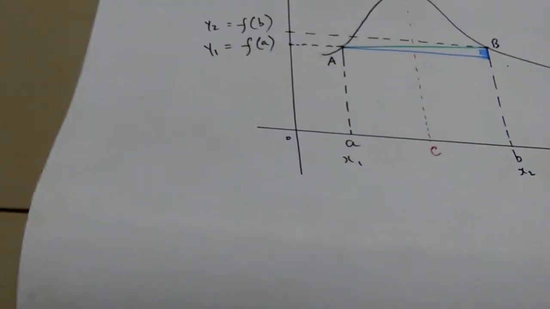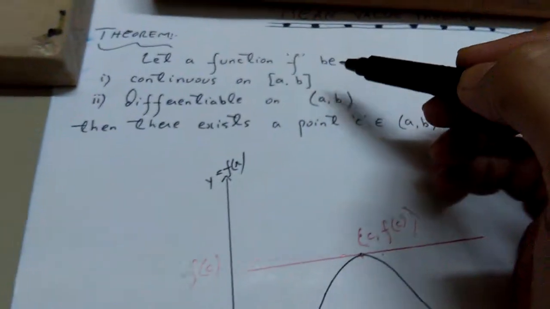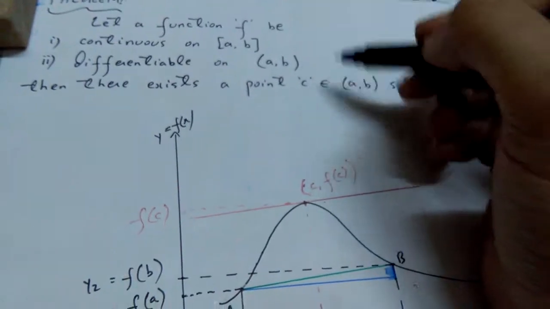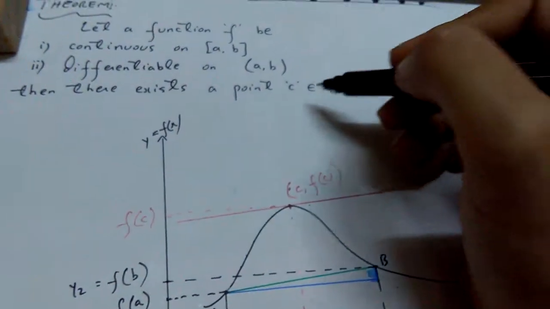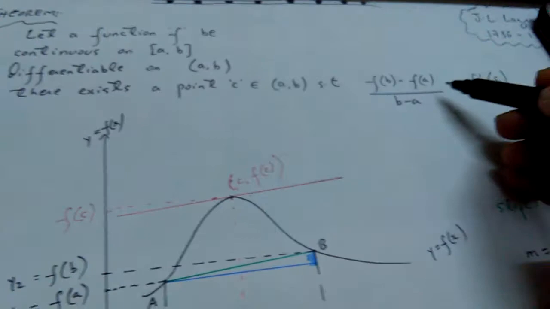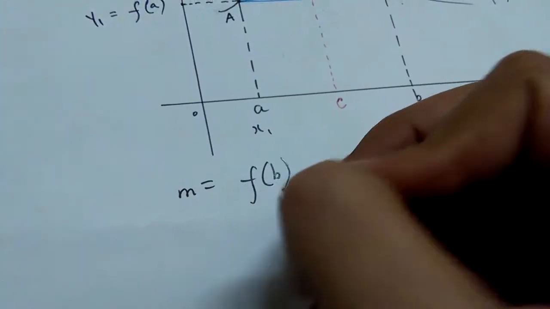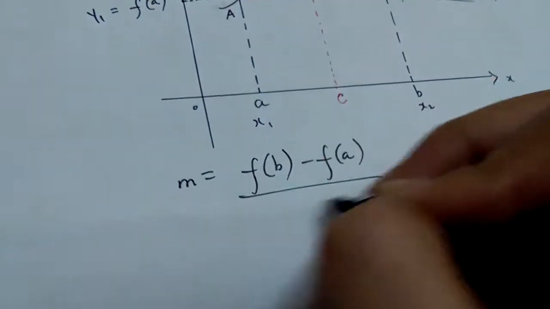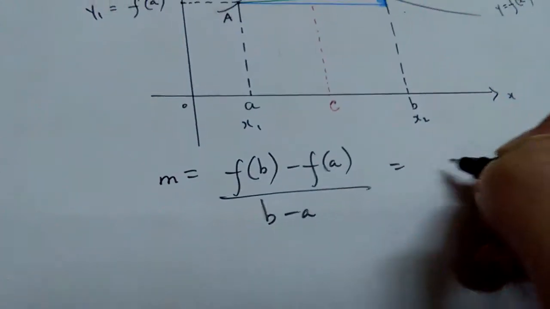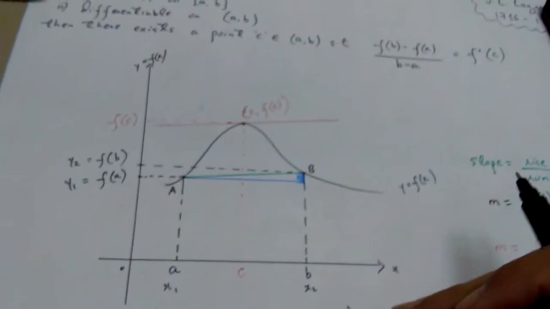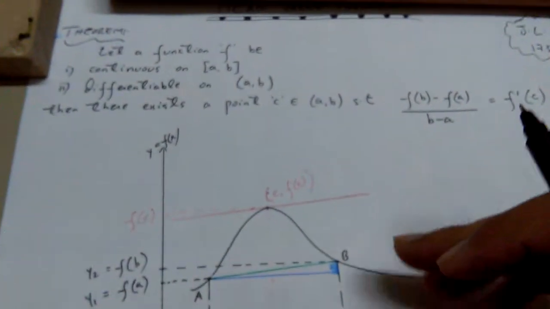So in this way, the mean value theorem is satisfied, and it says that if your function is continuous within this closed interval and differentiable within the open interval, then there is going to exist at least one point C belonging to this open interval which is going to satisfy this condition. So the slope, f of b minus f of a over b minus a, is equivalent to your f dash c. So that's what your mean value theorem explains. So I hope this is clear to you.